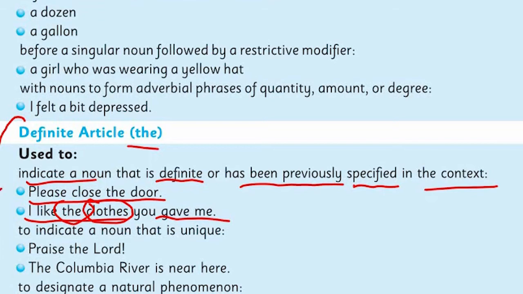The person might know which door you are talking about. That's why we have put the here, the door.